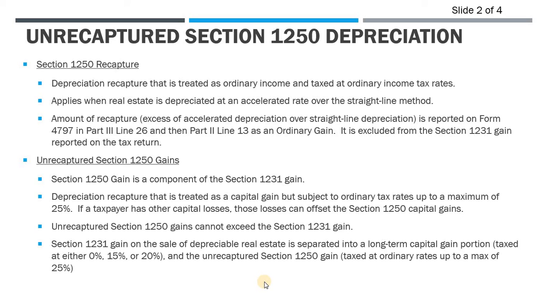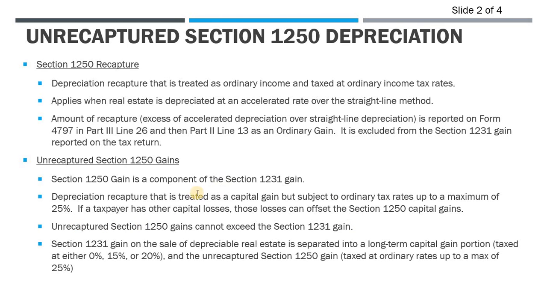And so the best way to think about unrecaptured Section 1250 is it's kind of a hybrid between capital gain treatment and ordinary treatment, right? Because remember, the 1250 piece is going to be subject to ordinary income tax rates, but it's capped at 25%. So if you're in a high income tax bracket, you know that the maximum I'm going to pay on this is 25%. It won't be, let's say, a 37% effective rate.